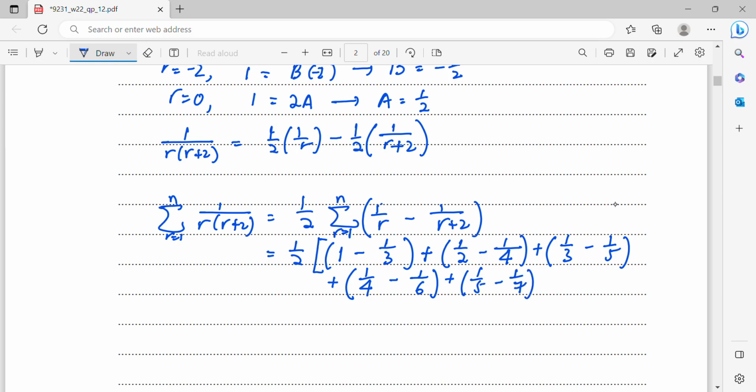Okay, so from here we notice that the 1 over 3 will be cancelled off, 1 over 4 will be cancelled off, but the first two terms, I mean the 1 and the half, will not be cancelled off. Means that we need to remain the last two terms in our next working. So negative 1 over 5 and 1 over 5. So all this will be cancelled off, right? All this will be cancelled off.